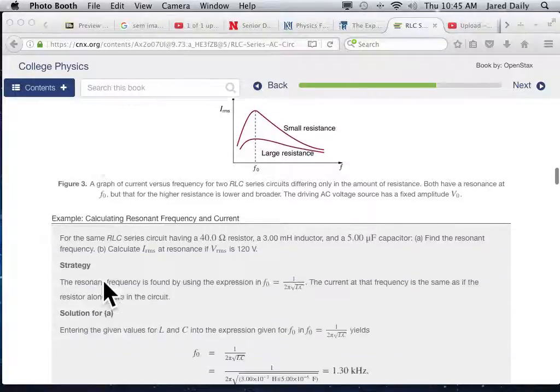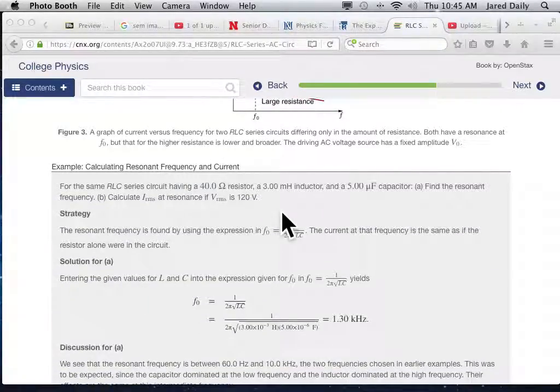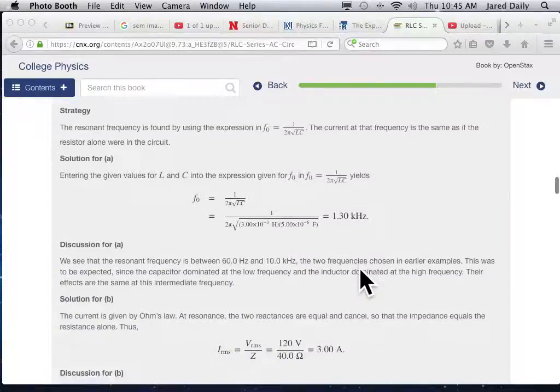So here we have an example with the 40 ohm resistor, the 3 millihenry inductor, the 5 microfarad capacitor. We find the resonant frequency by just plugging them in. Turns out to be 1.3 kilohertz. If you drive a 1.3 kilohertz AC current through this thing, it will create a huge current in the circuit. The current will go up to its maximum because essentially your inductive reactance and your capacitive reactance cancel each other out.